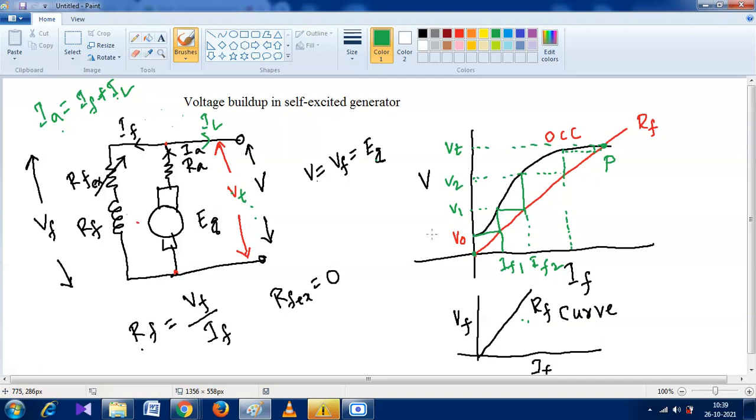Due to the residual magnetism, if the armature is moving, there should be some voltage whose value is quite low. At the time when the field current is zero, due to the residual magnetism, there should be some voltage produced on the armature. This voltage is called the voltage due to the residual magnetism, and it is denoted by V0.